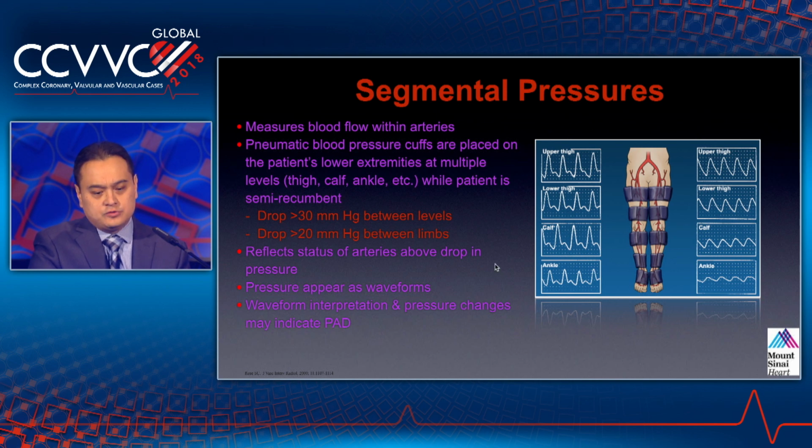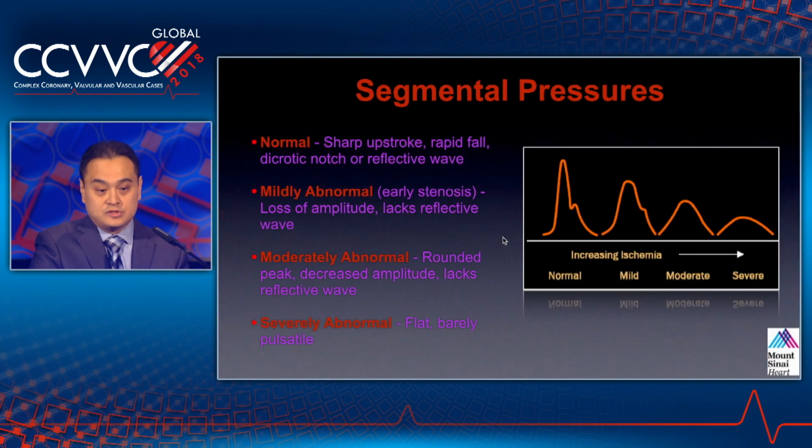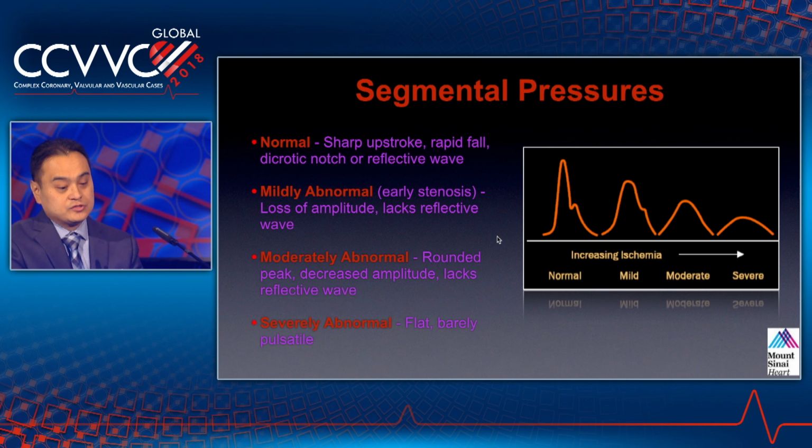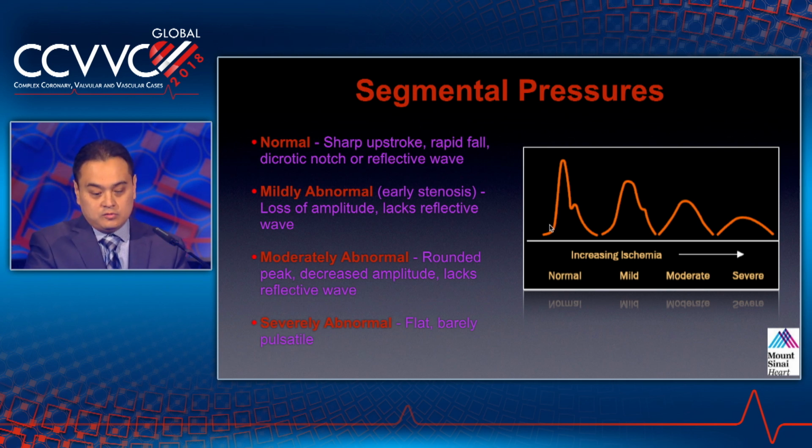Along with ABIs, we do segmental pressures. The way we do this is basically having blood pressure cuffs along several areas of the lower extremities, and we measure the pressures between those cuffs. A drop of 30 millimeters of mercury between the levels is significant, and a drop of 20 millimeters of mercury between the limbs is significant. Segmental pressures, this is how you read them. Normal pressures will have a normal dicrotic notch and normal waveform, and as we go along with severe disease, you'll have a dampening of these waveforms.